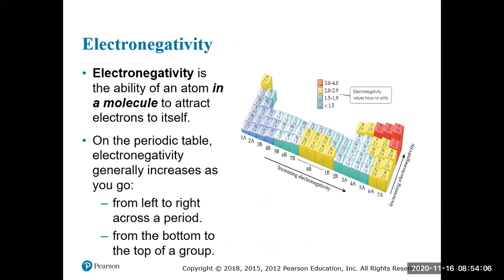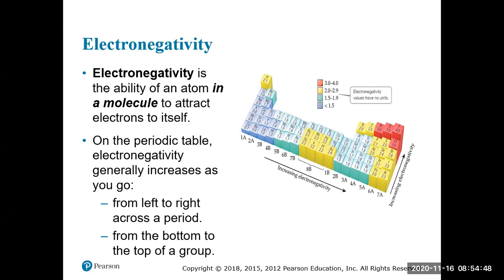So there is a property of the elements known as electronegativity. And electronegativity is the ability of an atom, when it's in a molecule, to attract electrons to itself. And so in the periodic table, there are some trends that we see. One is as you go from left to right, electronegativity increases. And then when you go from bottom to top, it increases.